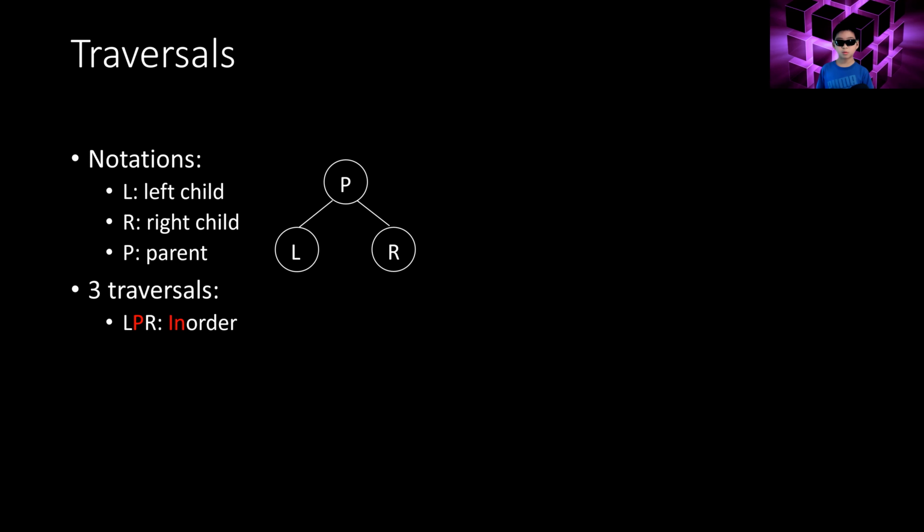First, we have the in-order traversal. That means the parent is visited after the left but before the right child. So the parent is in between. That's why it is called in order. Second, we have the post-order traversal. Post-order means that the parent will be visited after the left and right child. Last of all, we have a pre-order traversal. Pre-order means that the parent is visited before the left and right child. All of these traversals can be implemented recursively.